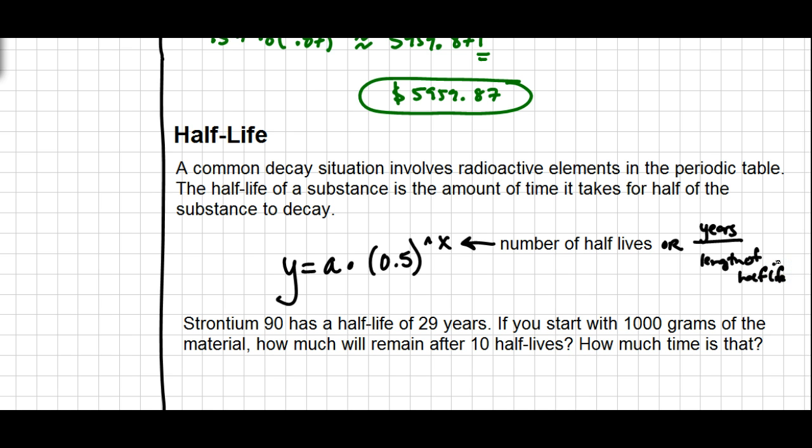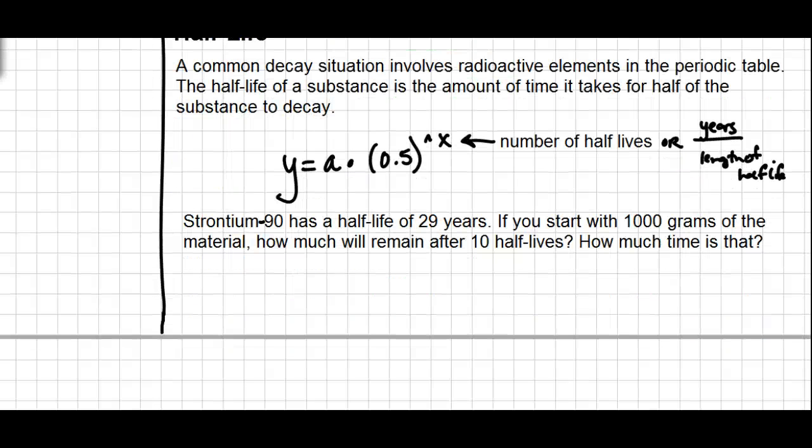So let's just do a quick example here to illustrate how to use the formula. Strontium-90 is an element in the periodic table, and it has a half-life of 29 years. If you start with 1,000 grams of that material, how much will remain after 10 half-lives, and how much time is that? So we've got a starting amount, that's our A value of 1,000. We're going to keep the B value at a half, or 0.5, you can use either one there. And then we're going to raise it to the number of half-lives, so we could raise it to the 10. Or if they gave us a total length of time, we would divide it by the 29 to figure out how many years that is.